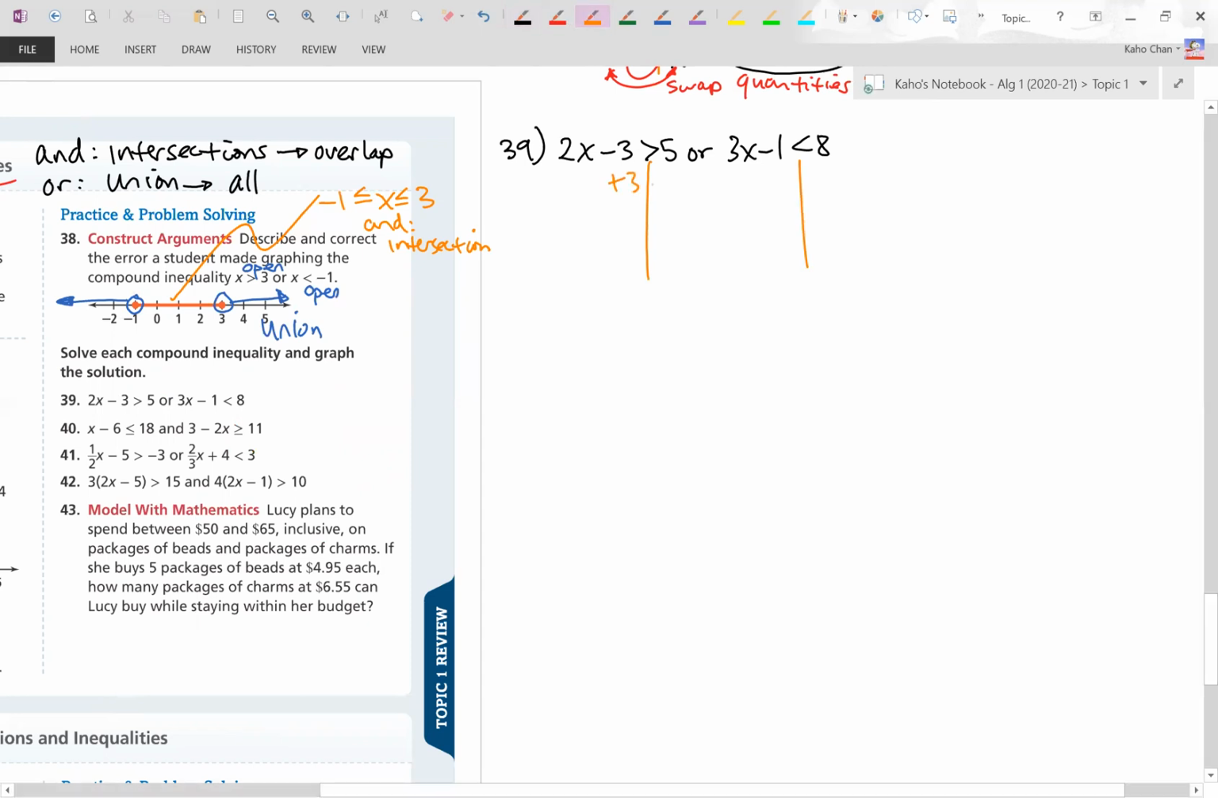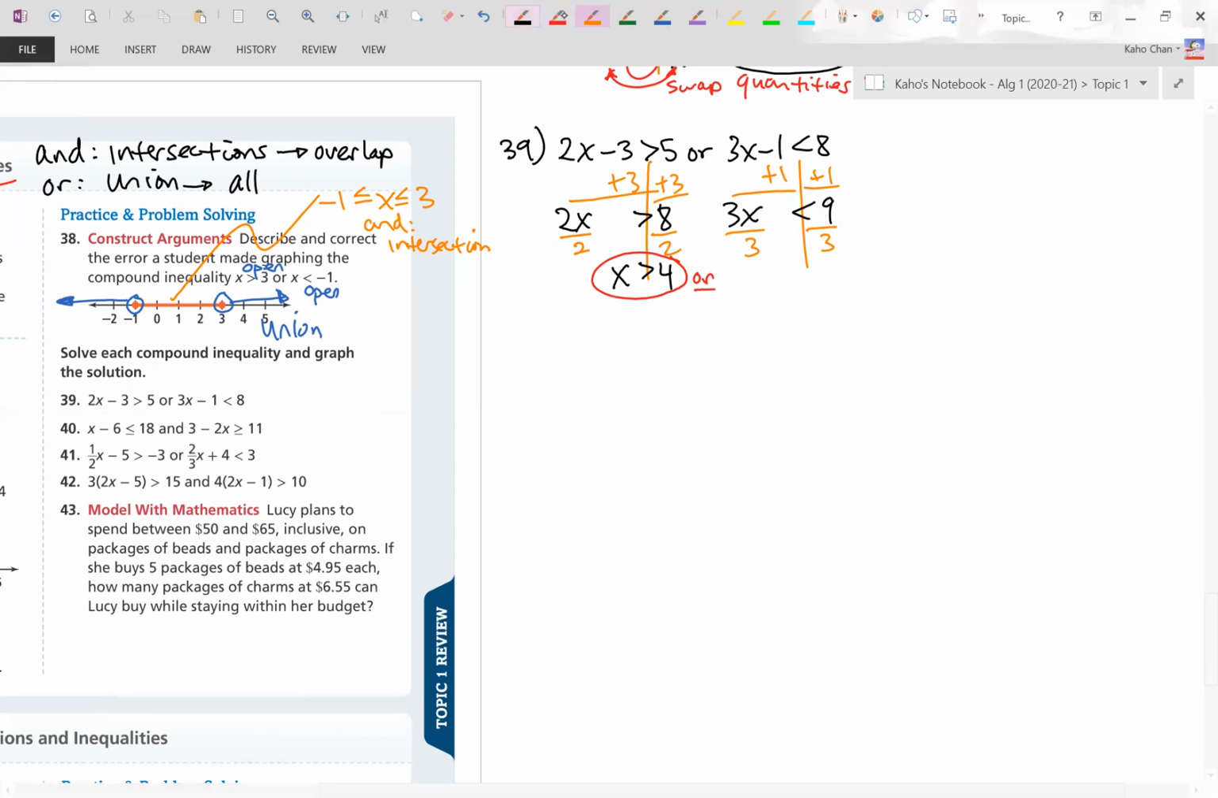Add 3 to both sides. On the first inequality there, 2x is greater than 8. Great. Divide by 2. X is greater than 4. Okay, that's the first half. Or, let's do the other half. Add 1 to both sides. 3x is less than 9. Oh, nice. These are coming out nice and whole. Divide by 3. X is less than 3.